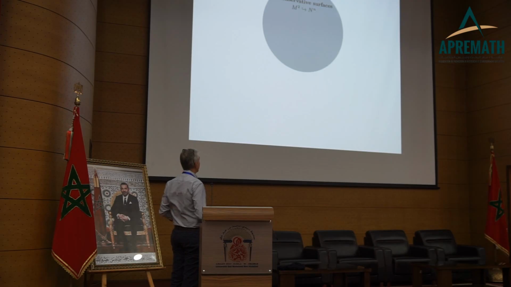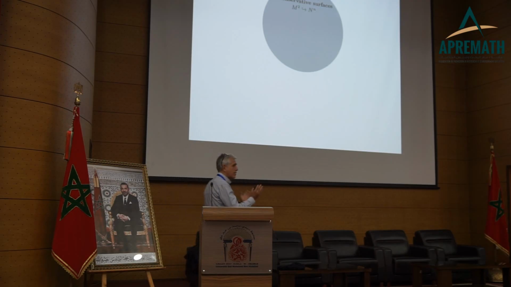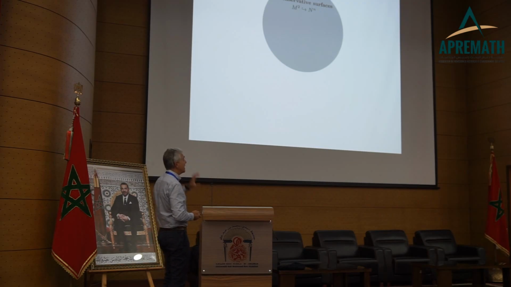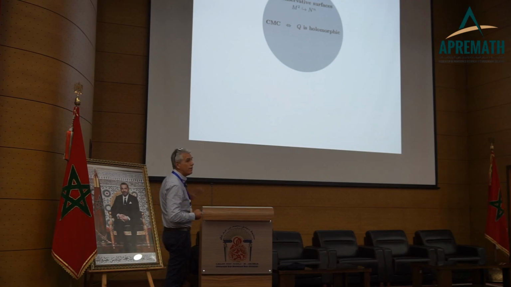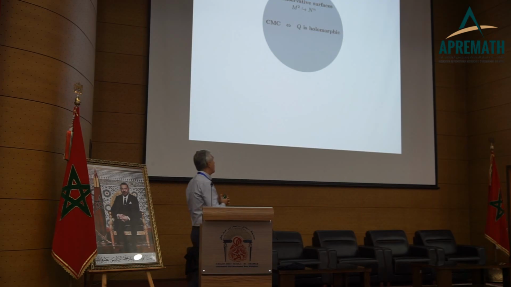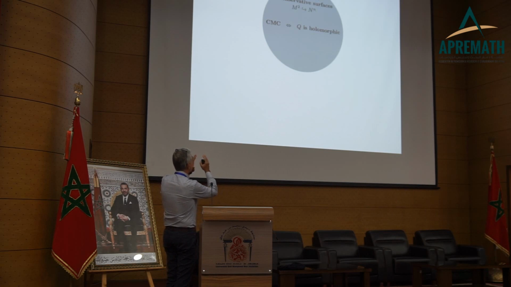You have the big set of Biconservative surfaces in any Riemannian manifold, and in this set you do have the equivalence. So in a way, this family of Biconservative surfaces is really the good family to see when there is an equivalence between Q holomorphic and the surface being CMC.